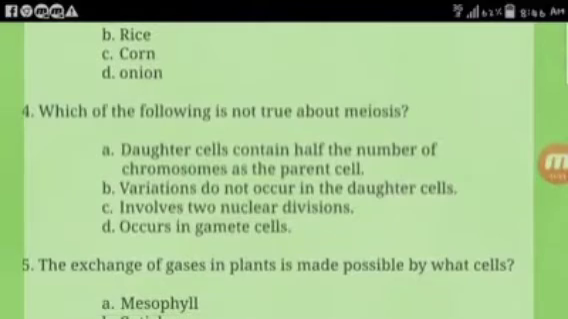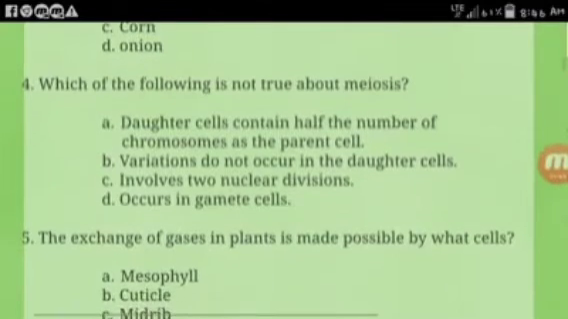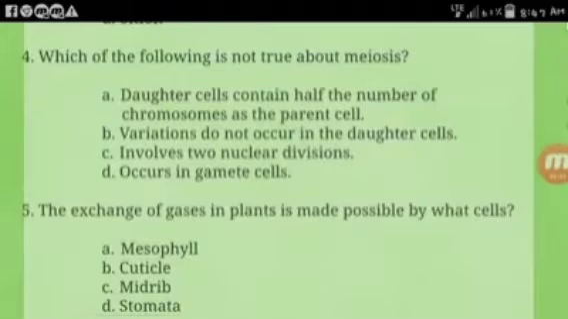Next one, number 4, which of the following is not true about meiosis? Daughter cells contain half the number of chromosomes as the parent cell. This is true because this happens in gamete cells. Gamete cells must have half the number, or 23 chromosomes only, because when these two gamete cells meet during fertilization and form a zygote, they make 46 chromosomes. Letter B, variations do not occur in the daughter cells. Variations do occur. Involves two nuclear divisions is correct and occurs in gamete cells is correct. So the answer is letter B.